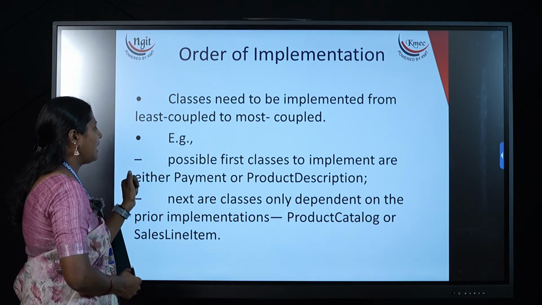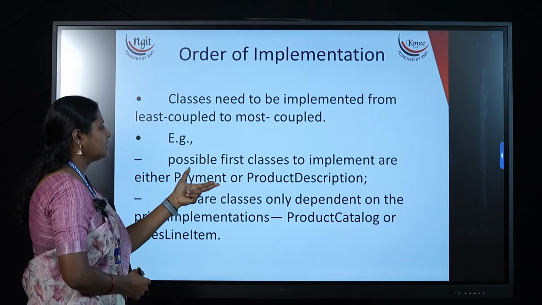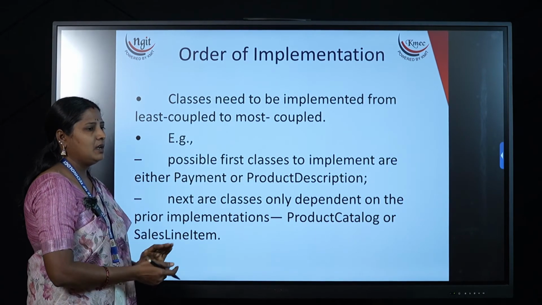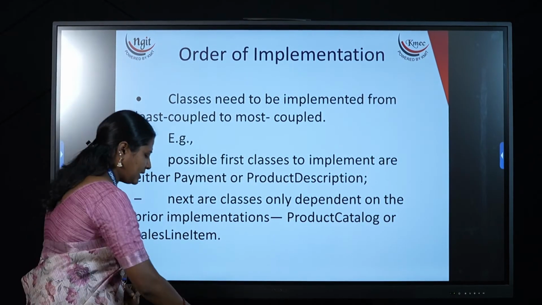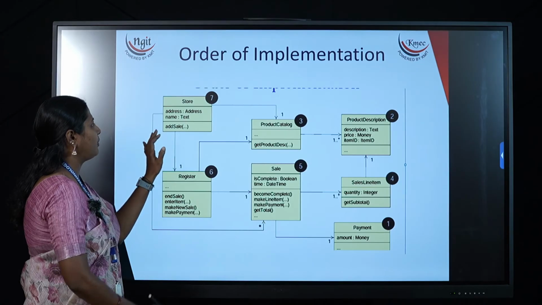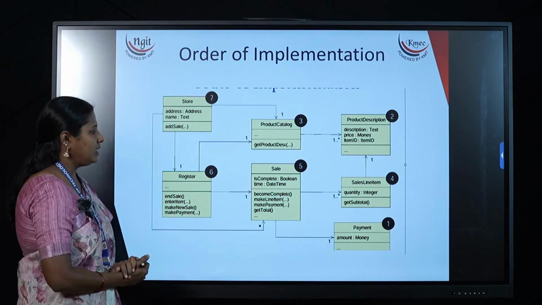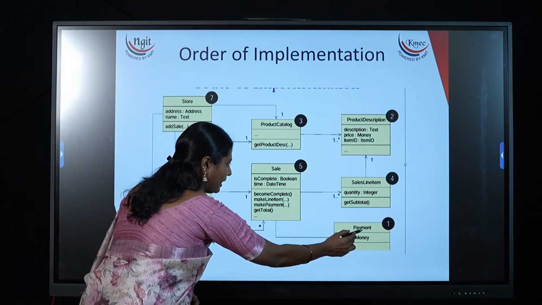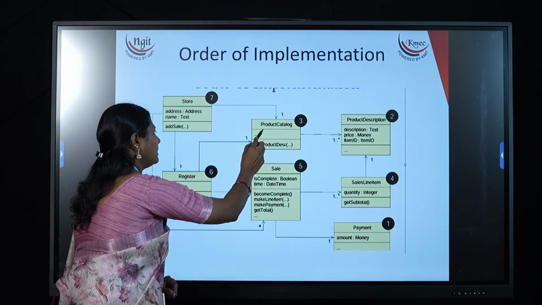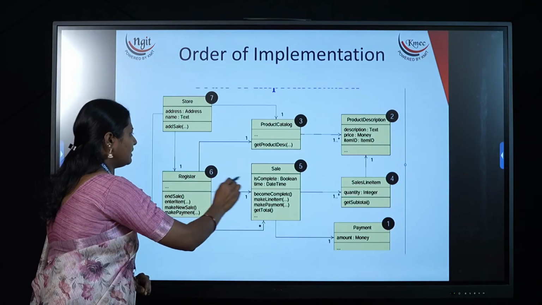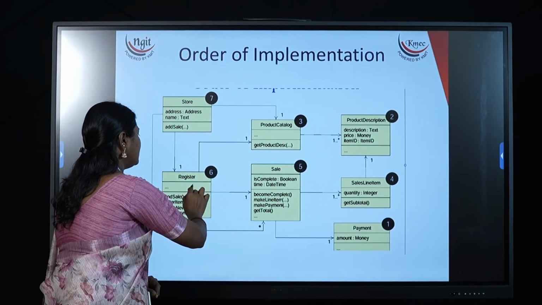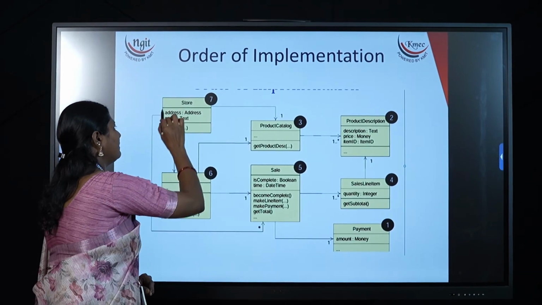So for each and every class, we have to check the possible first class to implement, either the payment or the product description. So when we see a class diagram, let us see the example. This is an implementation of a product or store keeping. In that, the first one is the payment. The second order is given for the product description. The third is given for the product catalog. The fourth one is given for the sales line items. The fifth one is given for the sales. Sixth is given for the register. Seventh is given for the stores.